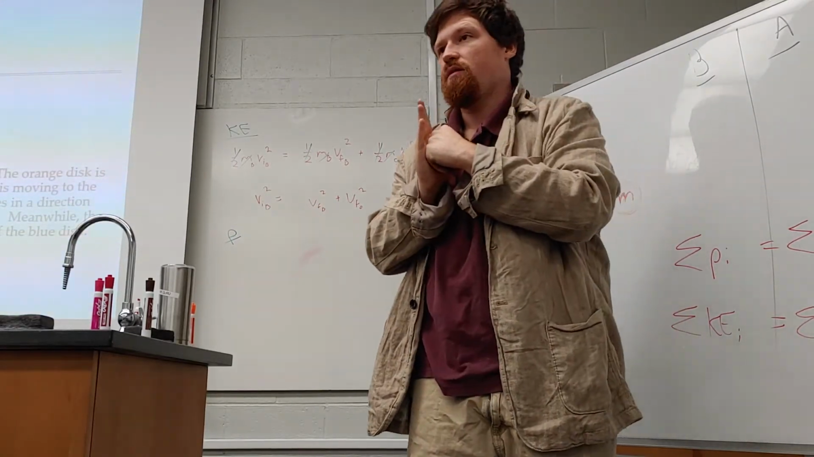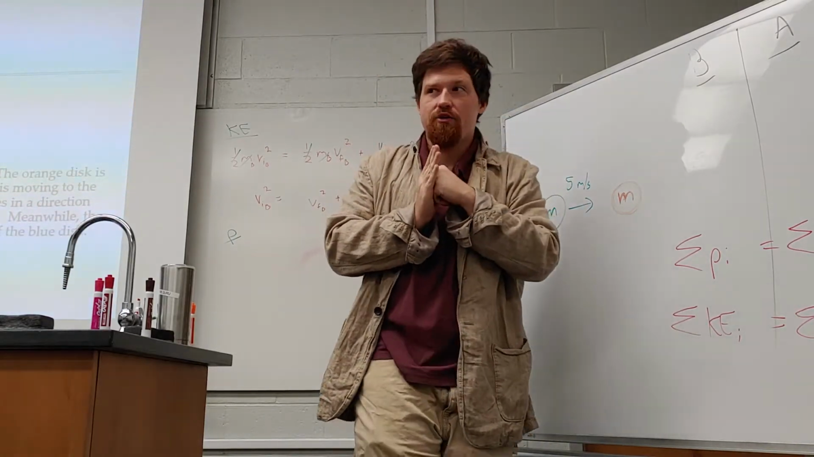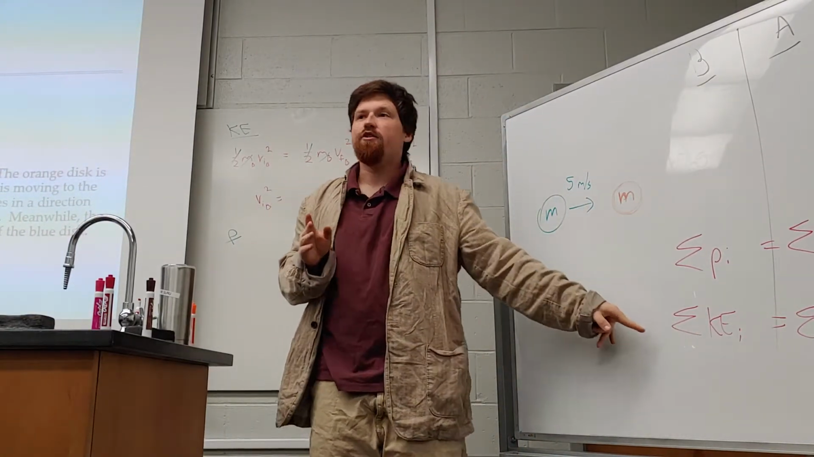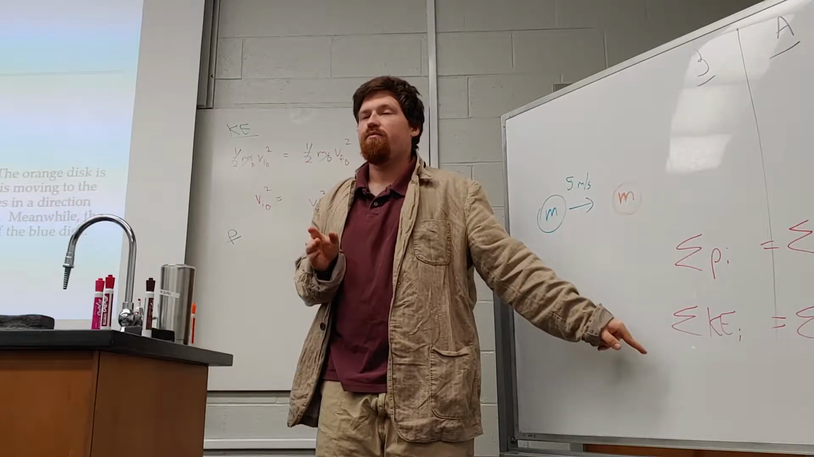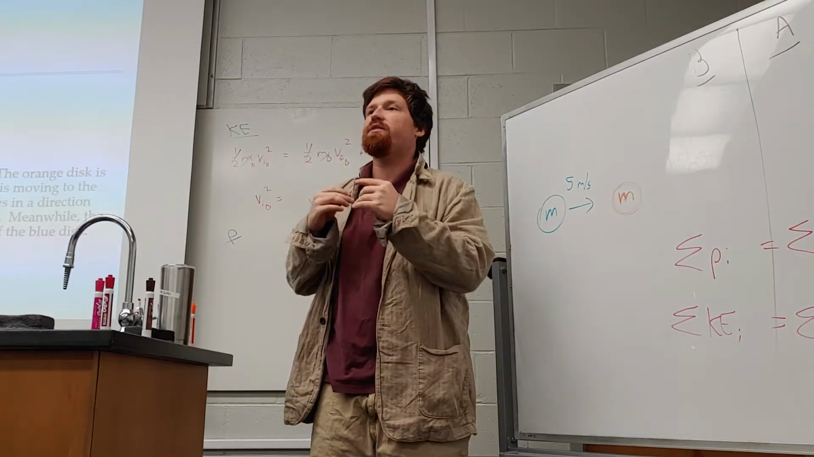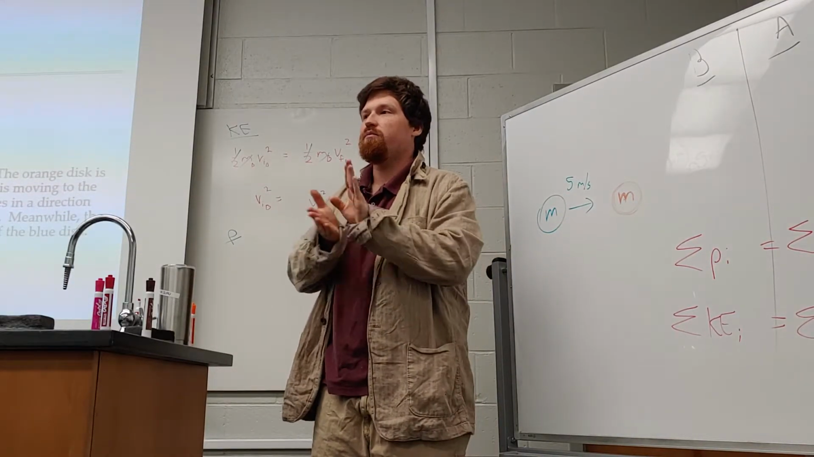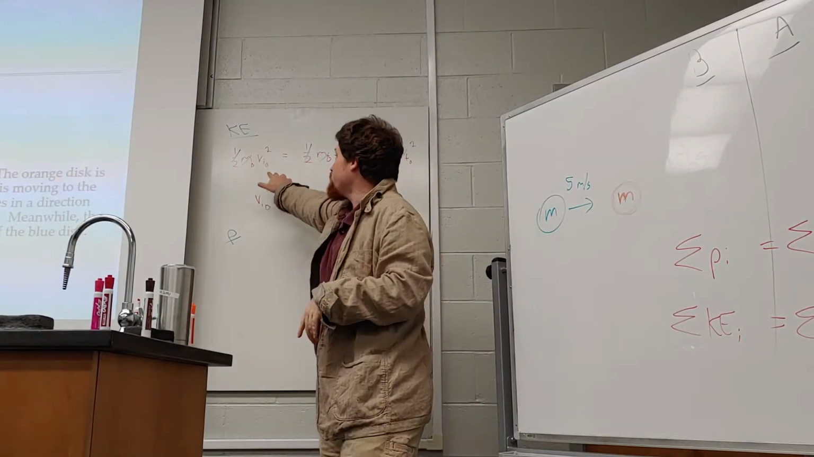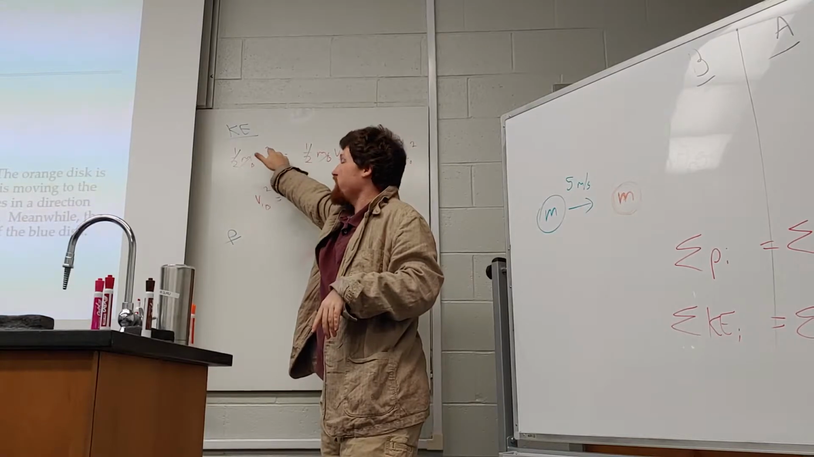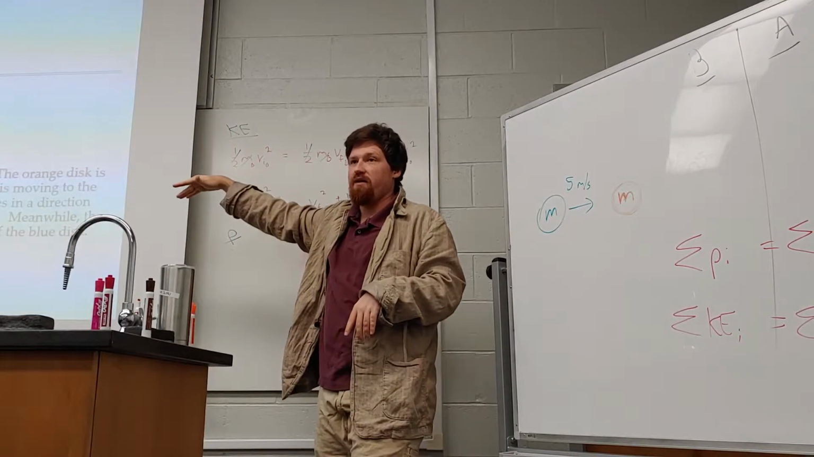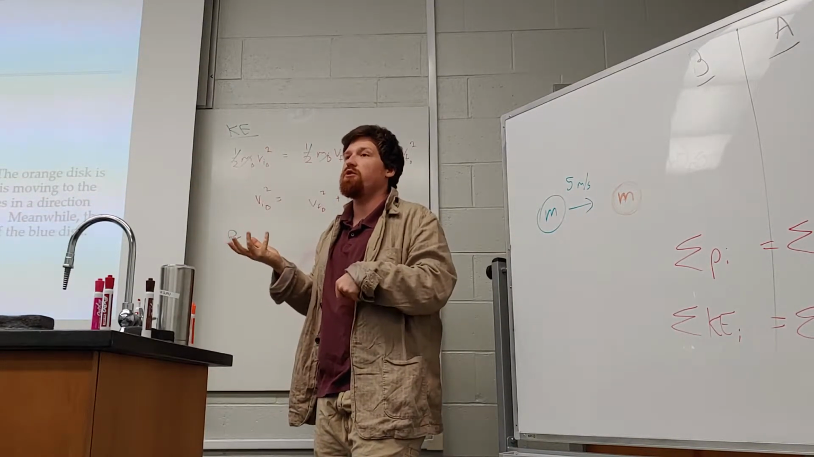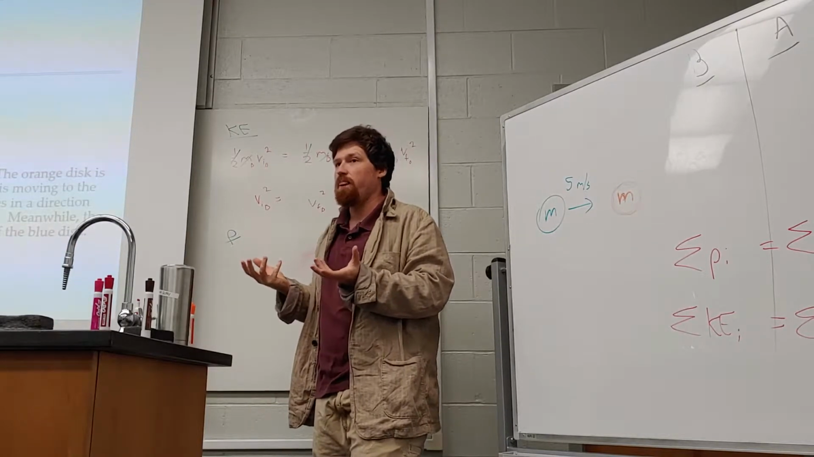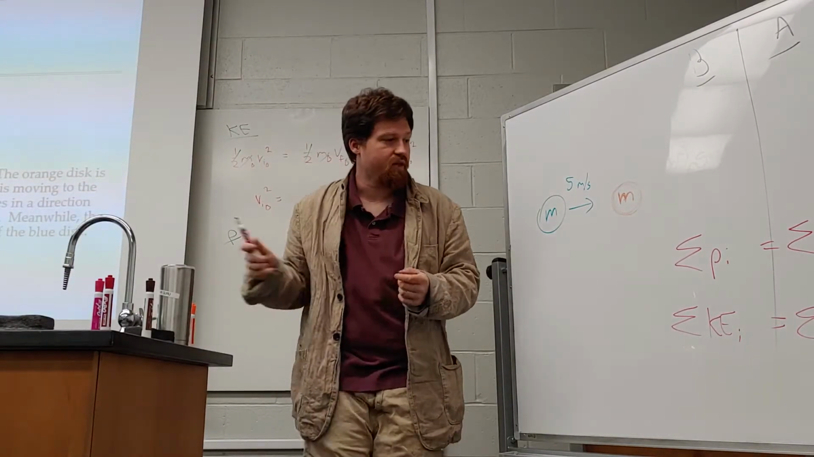Momentum is a vector, meaning it cares about direction. Kinetic energy isn't a vector. So when we're solving with kinetic energy, it doesn't matter that these things are moving in two different directions. Because in the kinetic energy formula, the velocity vector gets squared, direction goes away. Kinetic energy is a scalar, so direction doesn't matter. But momentum is still a vector.